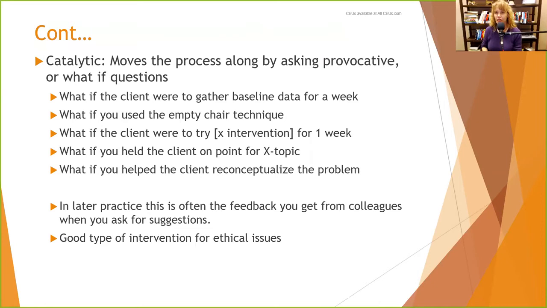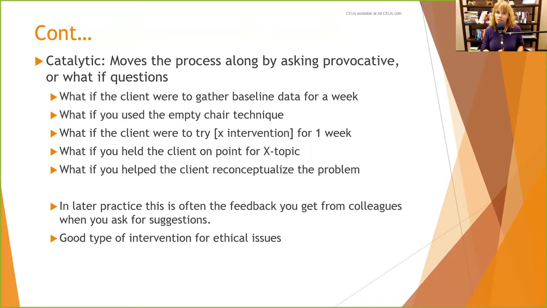Or what would happen if you helped the client reconceptualize the problem? Sometimes clients see the problem as emanating from one particular thing. You know, this incident is what has caused all my misery and continues to cause all my misery. What if you help them to see that, yes, that incident was the trigger that started a cascade effect? However, let's look at some of the things that are happening now that you might be able to change in order to address that.